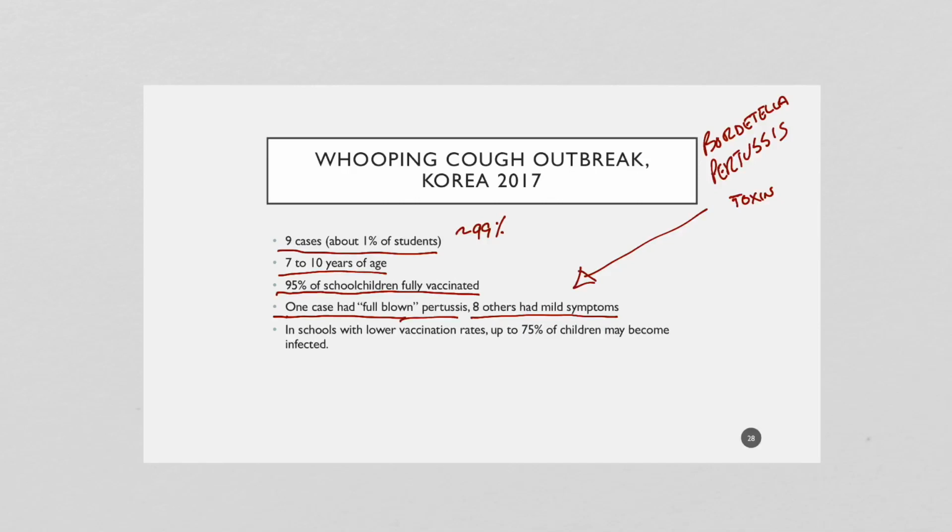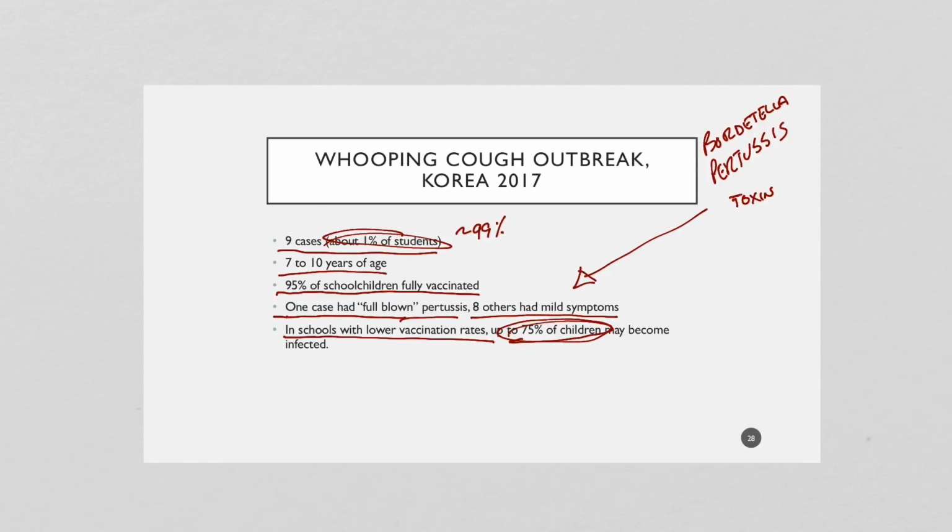And so you'd say, well, oh my God, you have this outbreak of whooping cough, even though 95% of the children were vaccinated. But look, in schools with lower vaccination rates, up to 75% of the children may become infected. So in other parts of Korea, in other outbreaks that they've had, 75% of the children were sick with whooping cough. Here, 1%. So that just tells you that, yes, even though you have a population where most of them get the vaccine, you're still going to have outbreaks.